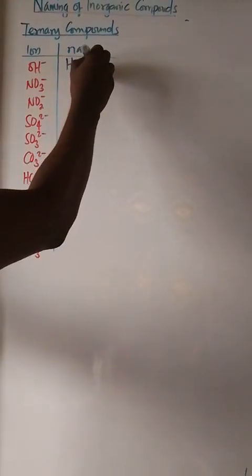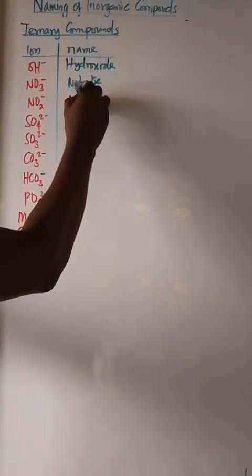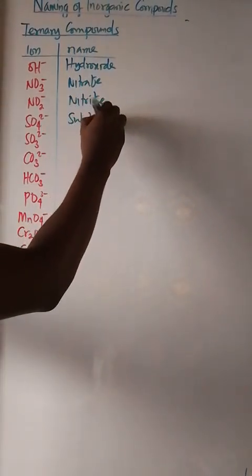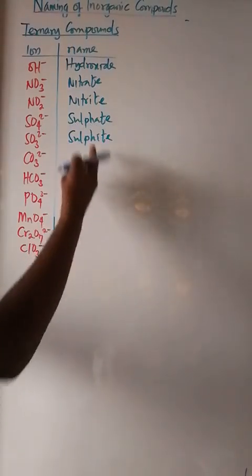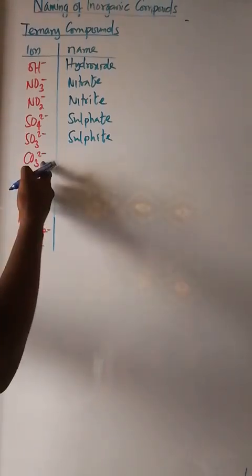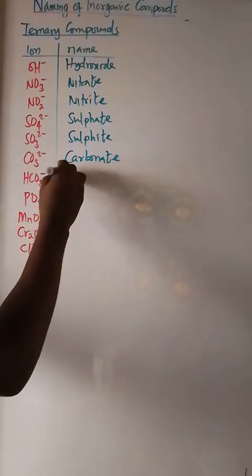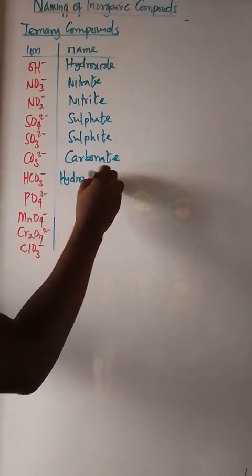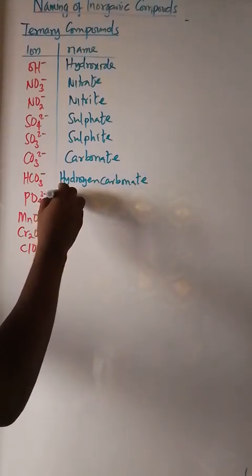What are the names of the following? You have to know them. This one is called hydroxide. This one is called nitrate. This one is called nitrite. SO4 is called sulfate. The second one is sulfite. Please note the difference: A here, I here. So for CO3, that will be carbonate. While this one is hydrogen carbonate. This one is phosphate.